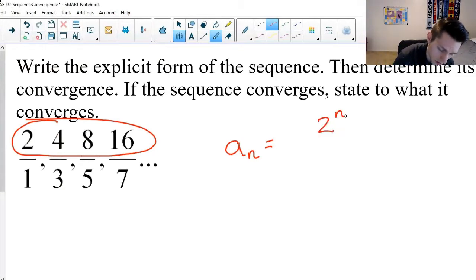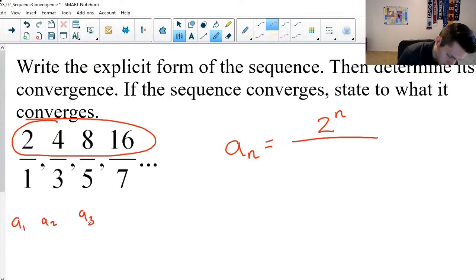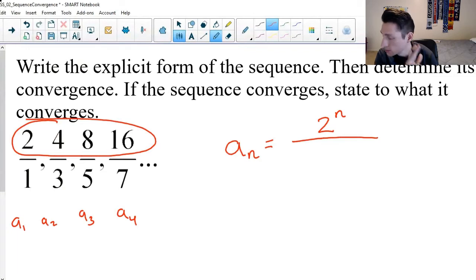So I'm going to try 2 to the nth. I don't need to shift it at all, because if I plug in 1 for the first term, it would give me that 2 in the numerator. If I plug in 2, it would give me the 4, etc., etc. So I don't need to worry about the plus 1 or the minus 1 for the numerator.